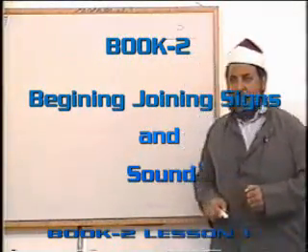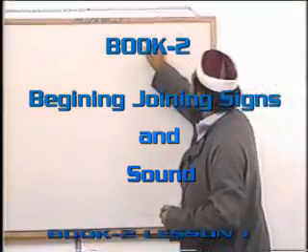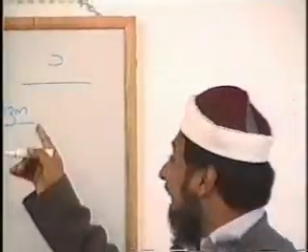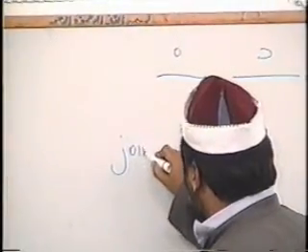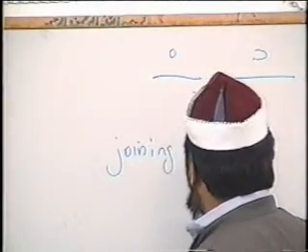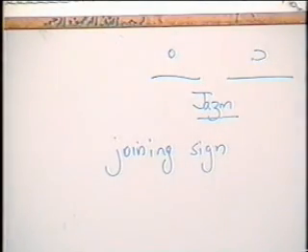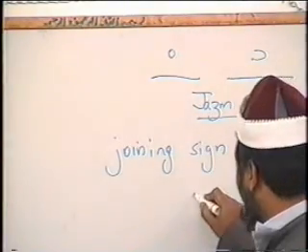This is a sign. Sometimes we get it like that, sometimes in some Qur'ans you get it like that. This is called a Jazm. What is a Jazm? A Jazm is a joining sign. What does it join? Example.